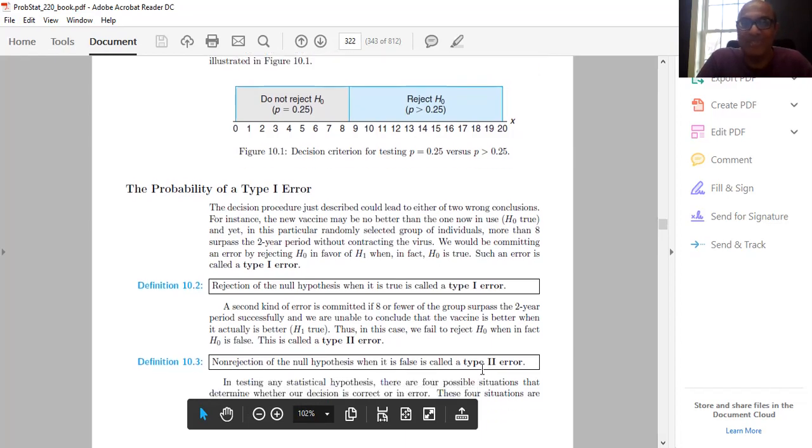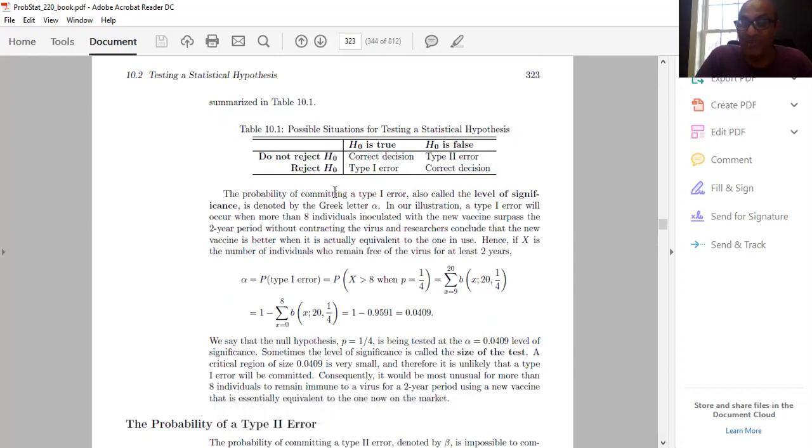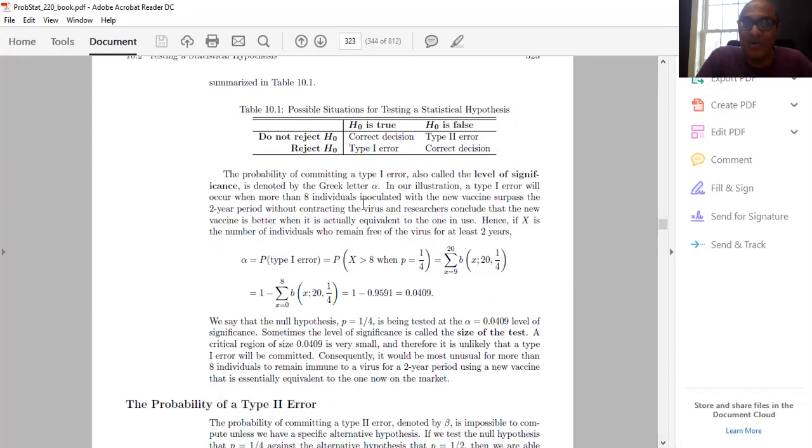Type 1 error, as I told you, we denote by alpha, and the second one is your beta. And if H0 is false and you reject it, that's the right decision, the correct decision. Right, guys? And we always try to find the probability.